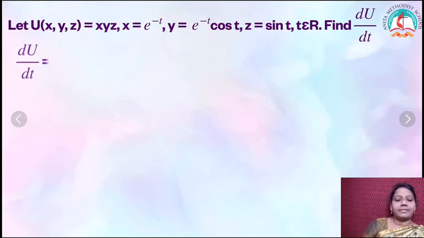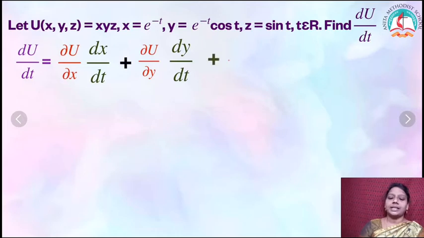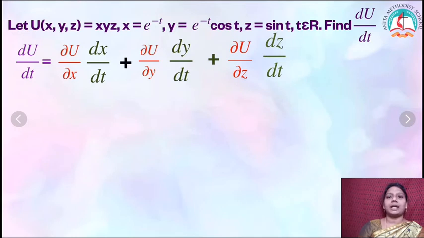So now we are going to find out du by dt, that is dou u by dou x into dx by dt. What is the next one? Dou u by dou y into dy by dt. Then what is the next one? We have three variables here. So dou u by dou z into dz by dt. Okay, now we have to find out one by one all these values.